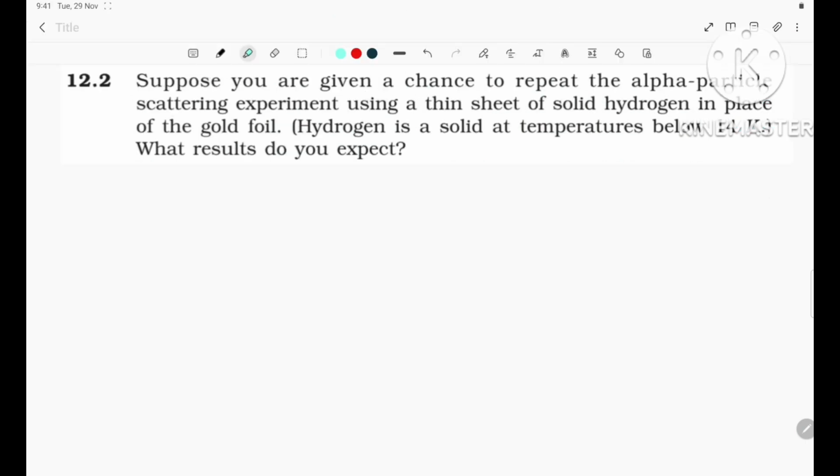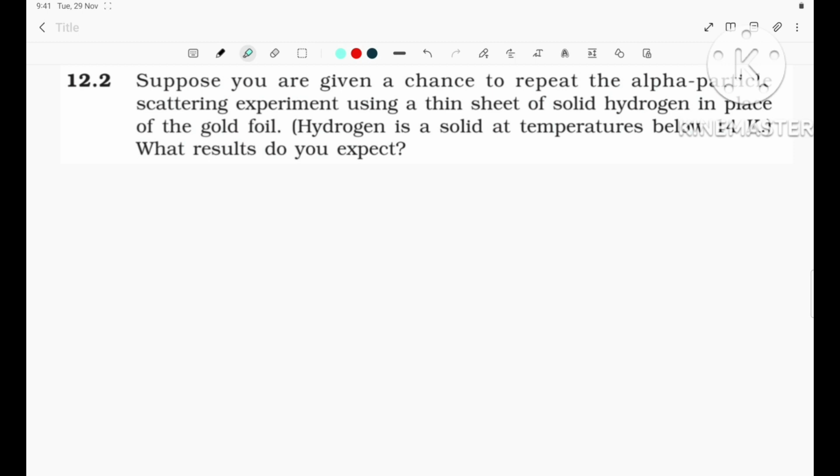Let's move on to the second question. Suppose you are given a chance to repeat the alpha particle scattering experiment using a thin sheet of solid hydrogen in the place of gold foil. Hydrogen is solid at temperatures below 14 Kelvin. What results do you expect? So they are saying that if we replace the gold foil by solid hydrogen, then can the alpha particle scattering experiment be conducted or not?